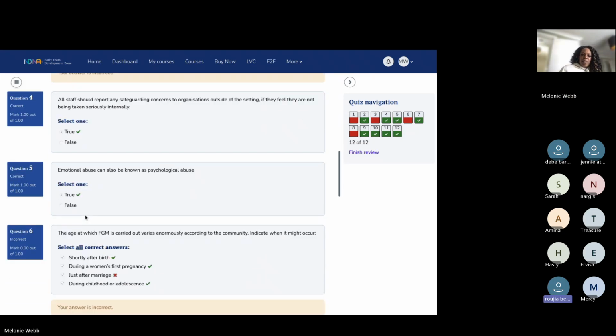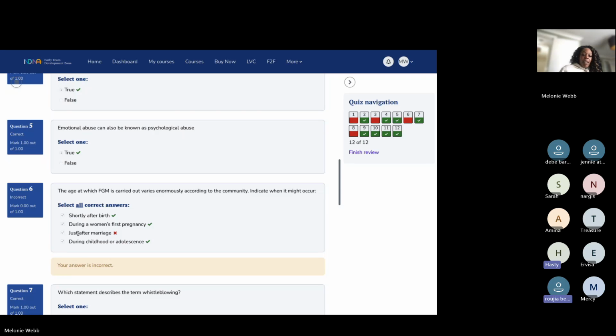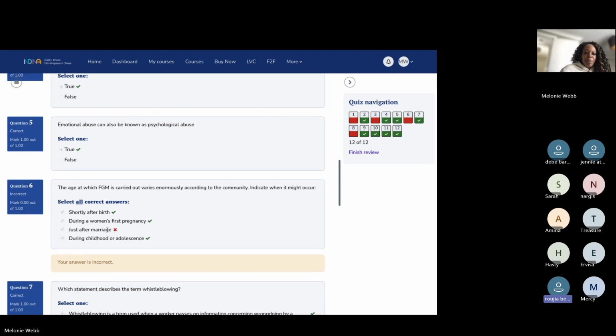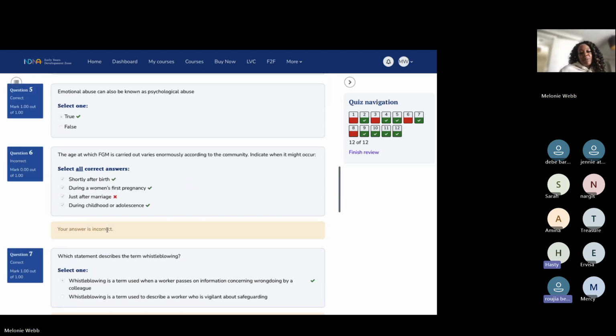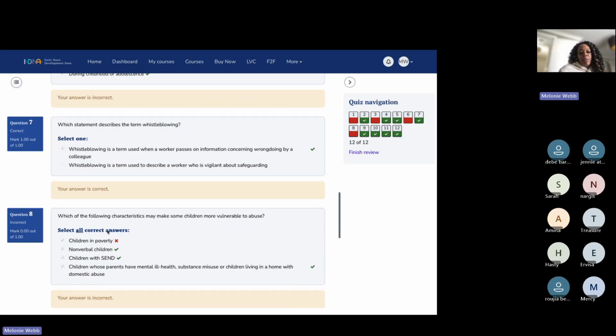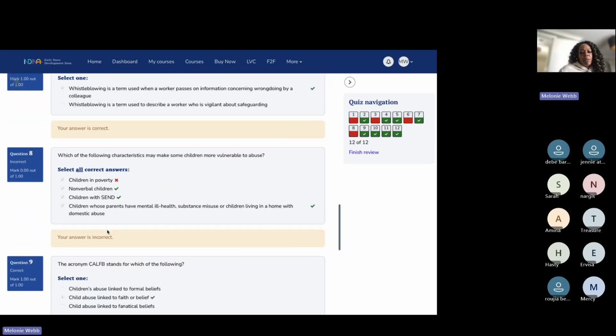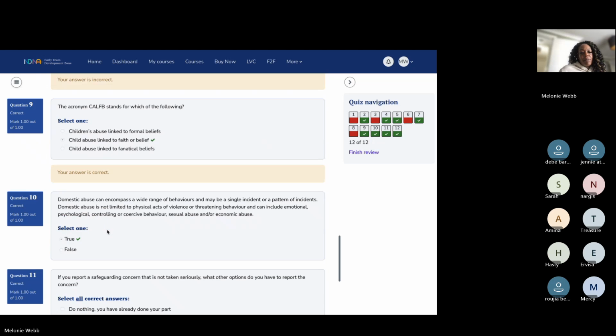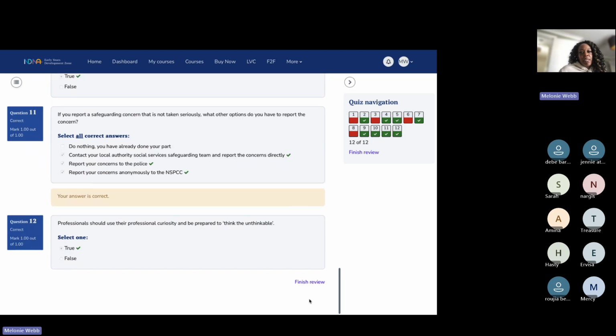Just after marriage. That's not when it was, yeah. It's wrong. I thought of that, but everyone was saying otherwise. That's why I said it's usually virgins. You did say that, yeah. But that's when we were talking about whether it was during their first pregnancy or not. I thought one was right, after marriage. So not children in poverty, I'm sure that's what we spoke about. And all the rest were correct.